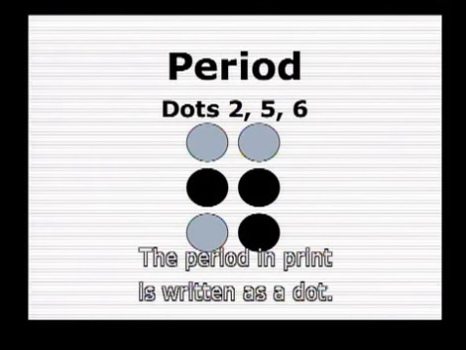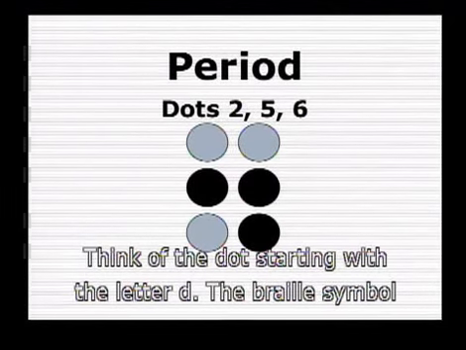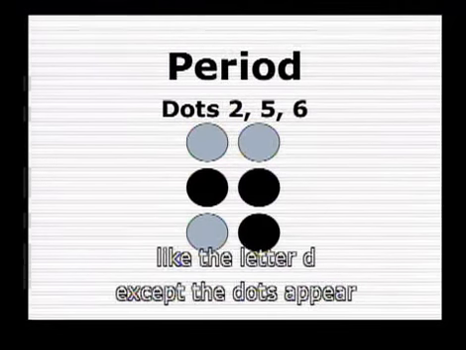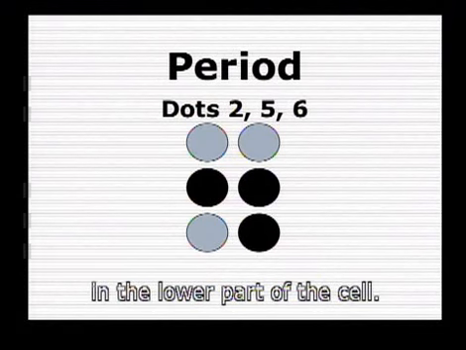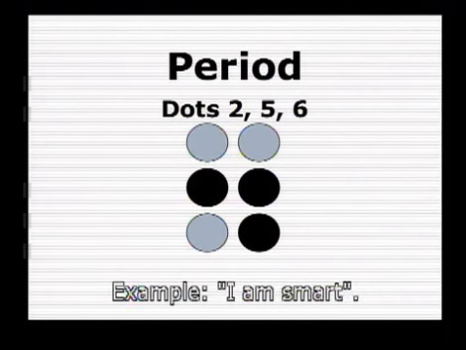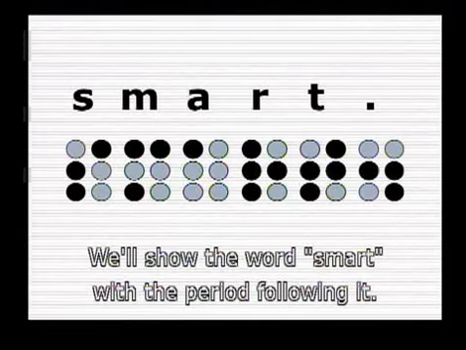Think of the dot starting with the letter D. The Braille symbol for the period is written like the letter D, except the dots appear in the lower part of the cell. Example, I am smart, will show the word smart with a period following it.